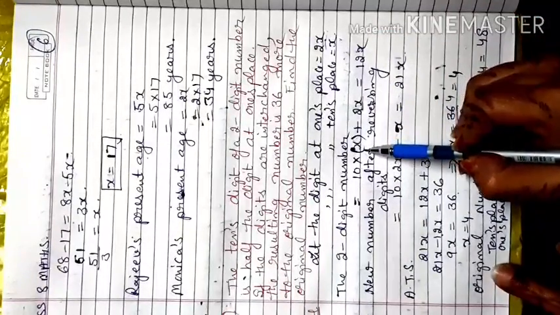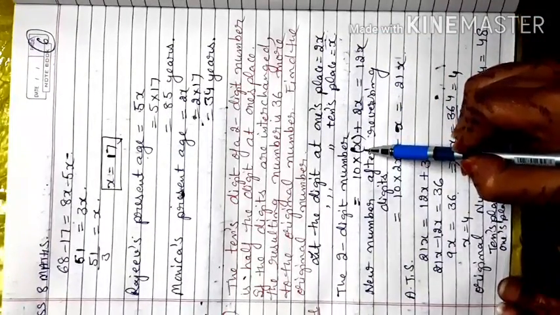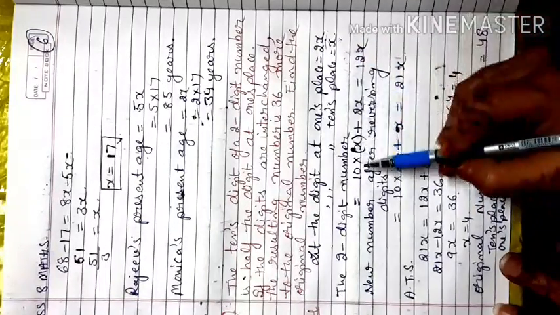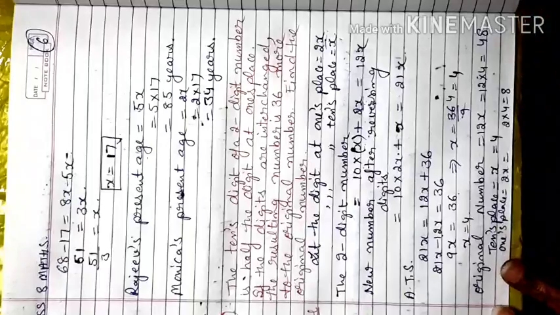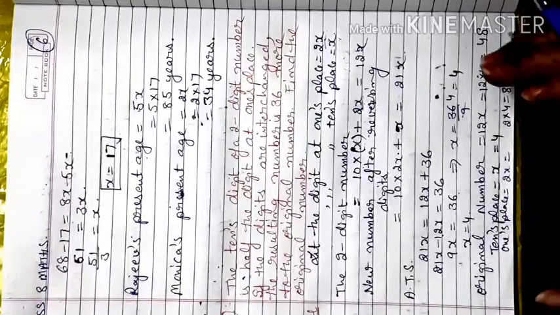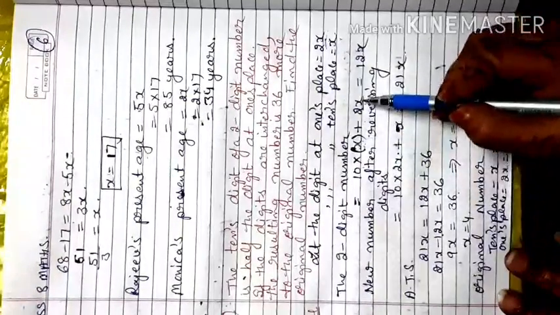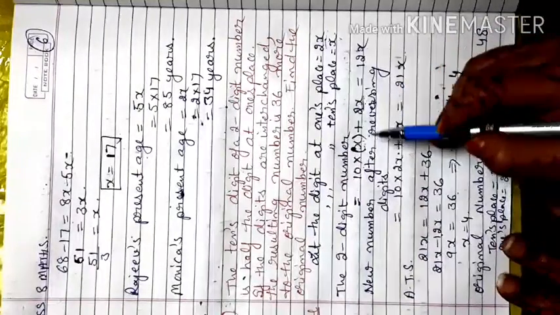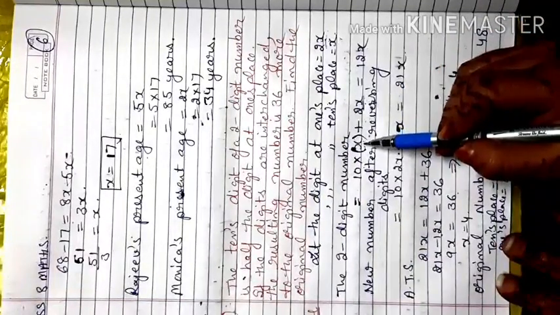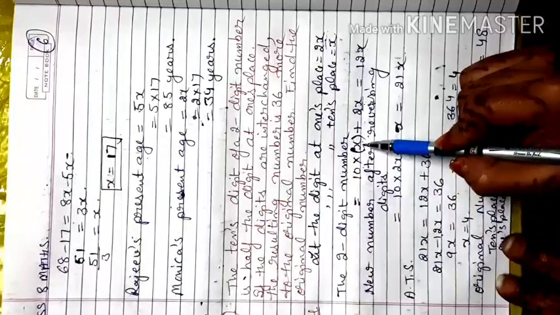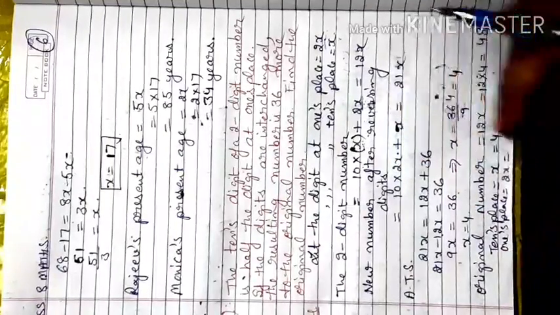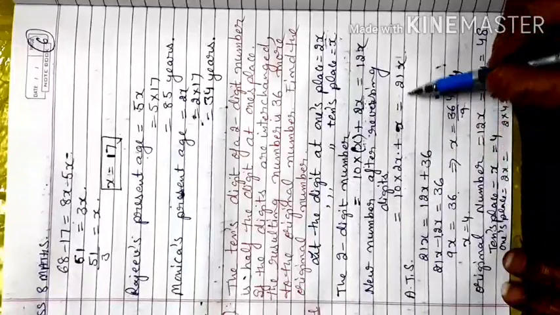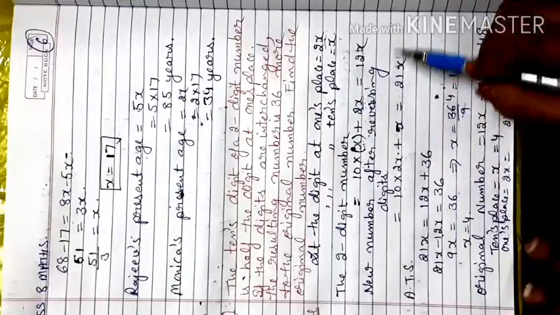Tens place means you have to multiply that particular digit with 10, and unit place multiply with 1. So 10x plus 2x gives me 12x, that is my original number. But if you reverse the digits, or swap the digits of ones place and tens place, in place of x it will be considered as 2x, and in place of 2x it will be considered as x. So 10 into 2x plus x gives me 21x, that is the new reverse number.